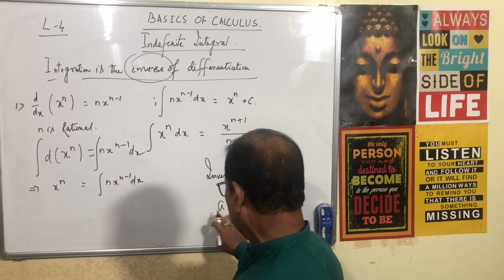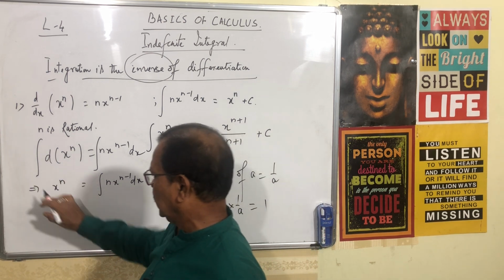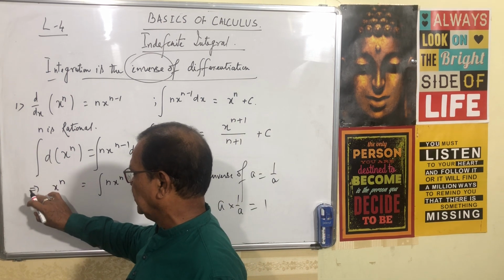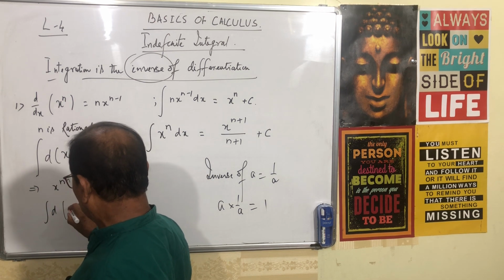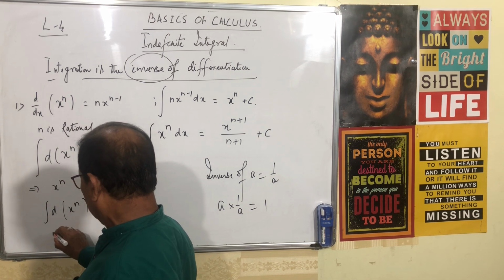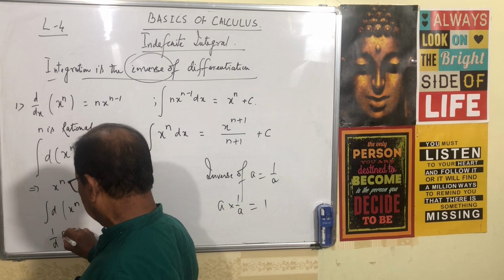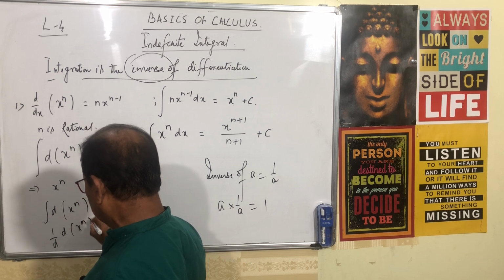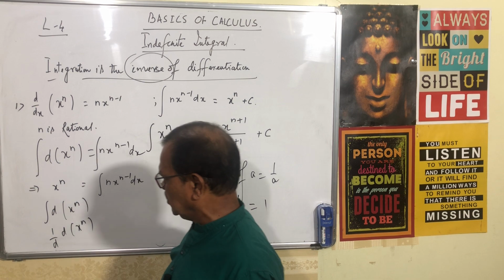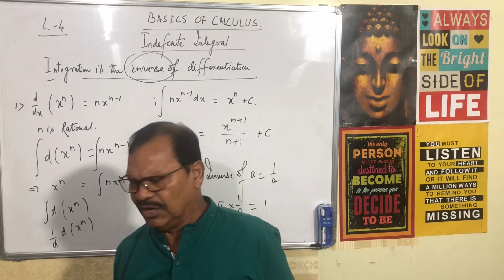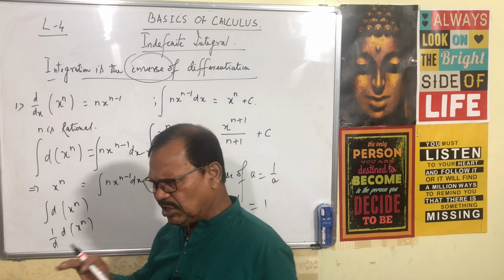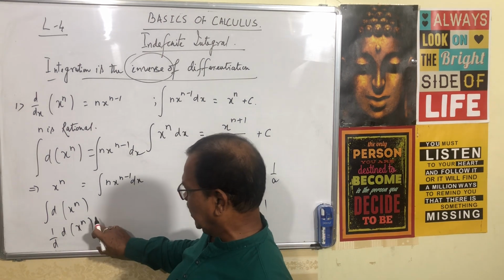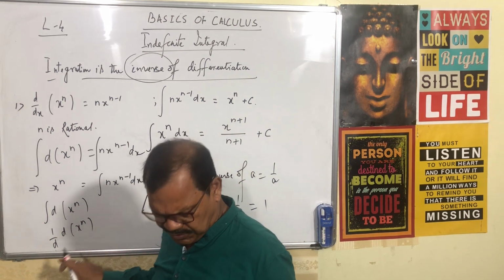It is like this, a into 1 by a. So what is the integral here? 1 by d. The integral sign is what? The integral of d x^n can be written as 1 by d and then d. Just for better understanding, don't cancel it, because these are symbolic representations. But for understanding, 1 by d into d can easily be understood as x^n. I hope it is clear now.